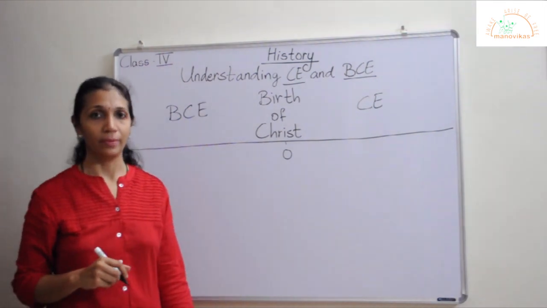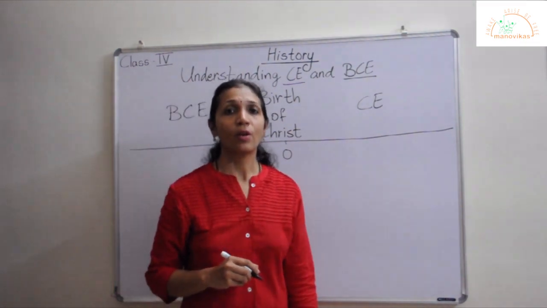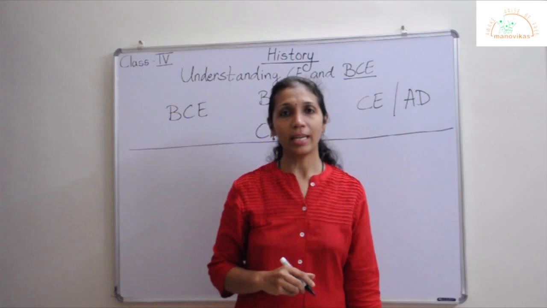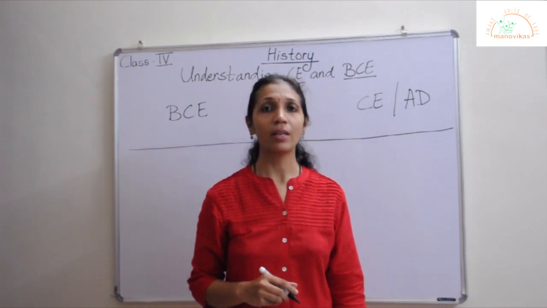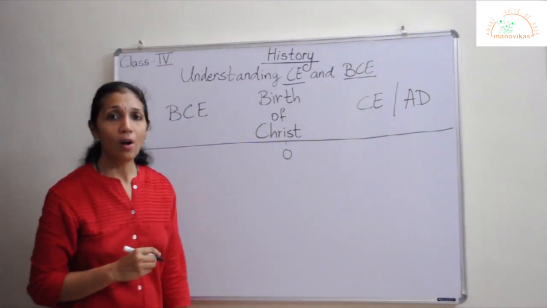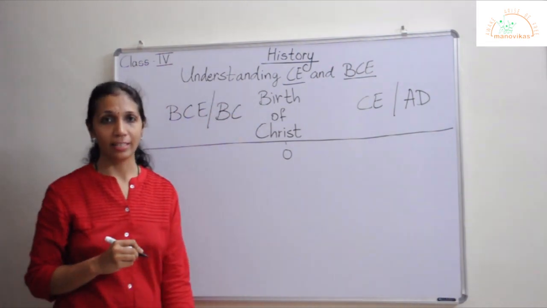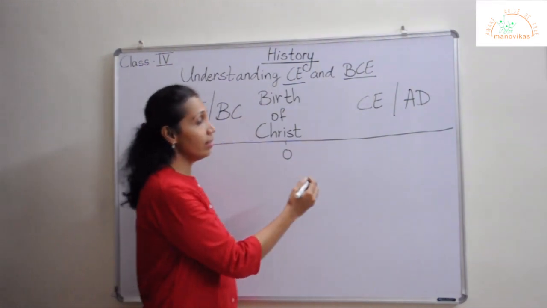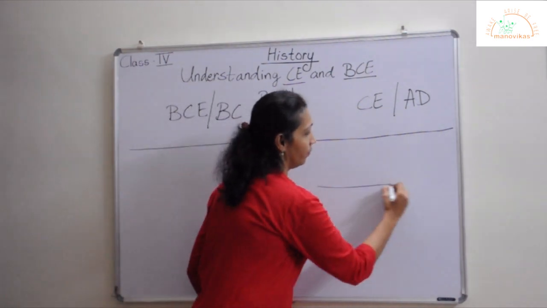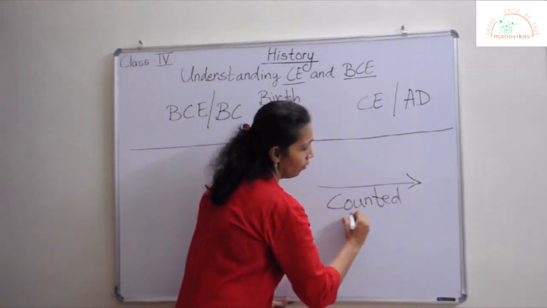before the Christian era. Earlier, the CE years were called as the AD years. AD means Anno Domini in Latin, which means in the year of the Lord. Similarly, the BCE years were called as the BC years. BC means before Christ. The years after the birth of Christ are counted forward. So the years over here are counted forward.